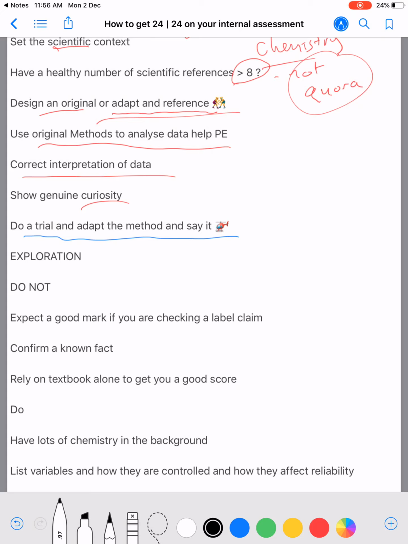Exploration, do not expect a good mark if you are checking a label claim. I said that 2-3 times already. Do not confirm a known fact. You won't do well on exploration. Don't rely on the textbook alone to get you a good score. Just restating collision theory or restating Le Chatelier's principle or Maxwell-Boltzmann distribution or one of the other dozens and dozens of things you have to do on the IB chemistry alone will not get you a good score.